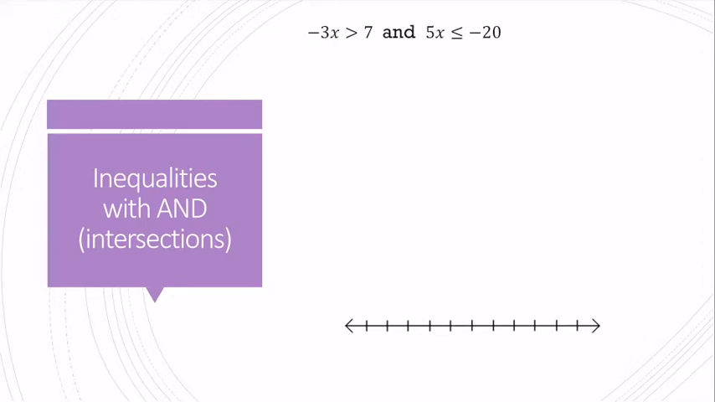Next, I think this might be our last intersection. If I have negative 3x is greater than 7 and 5x is less than or equal to negative 20, I'm going to go ahead and solve both these inequalities. I'm going to divide by negative 3. I get x is less than negative 7/3. I'm going to go ahead and divide both sides by 5. I have x is less than or equal to, because I didn't divide by a negative. I'm so tricky. x is less than or equal to negative 20 divided by 5, which is negative 4.